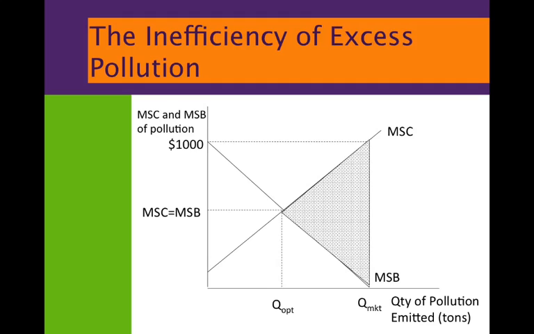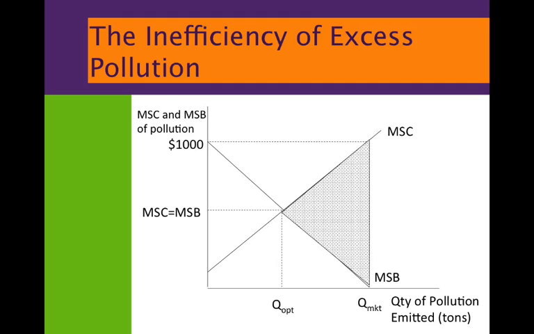What would we lose? Well, since MSB is zero, one last ton of pollution would come out at almost zero sacrifice to society. What would we gain? Since MSC is 1,000, one last ton of pollution would come in and almost avoid nearly 1,000 of harmful costs. Again, society would gain nearly $1,000 of net benefit, relatively speaking, from reducing just one lousy ton of pollution. And this is true, by the way.